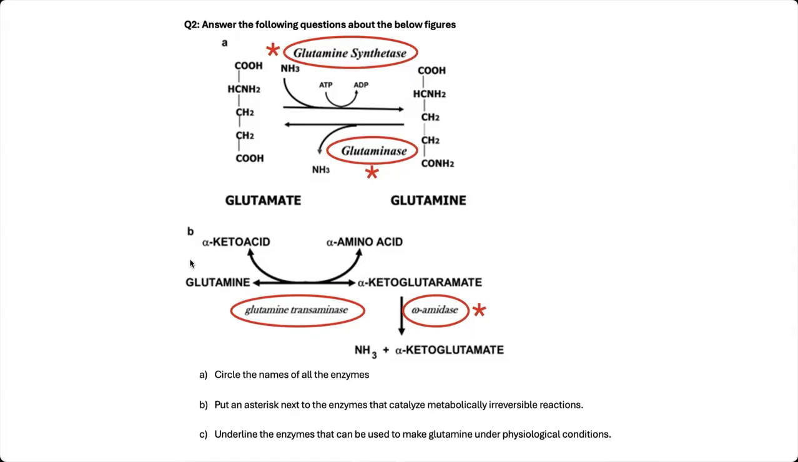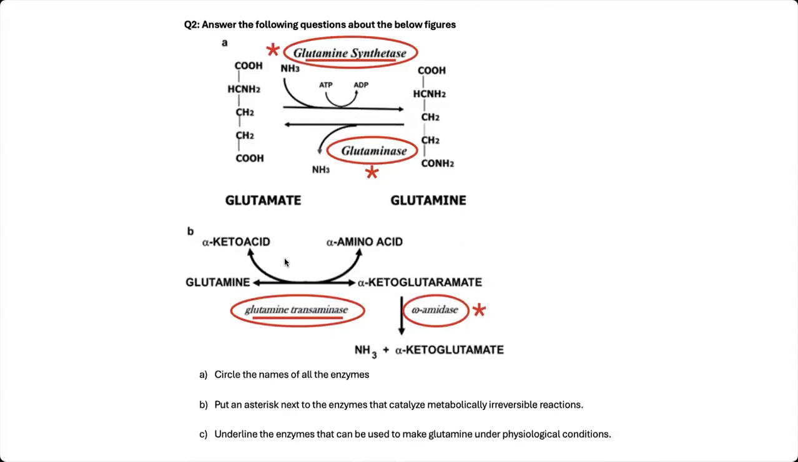Now let's think about this. We have this shared component, glutamine, that is part of this reaction and this reaction. So we can make glutamine based on glutamine synthetase, or we can make glutamine based on glutamine transaminase. But what about glutaminase? Could we make this reaction go in this direction? No, it's indicating that it's metabolically irreversible. We couldn't just make it go in this direction without totally messing up everything else that was going on in the cells. So we could only use glutamine synthetase and glutamine transaminase under physiological conditions to make glutamine, at least out of these options.